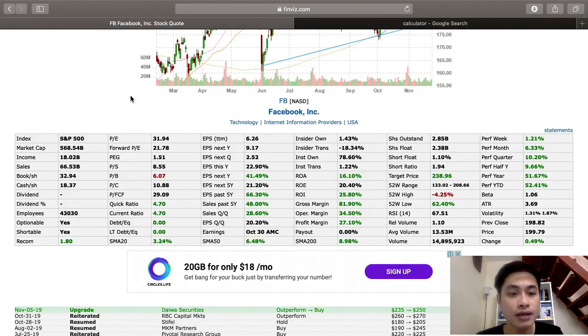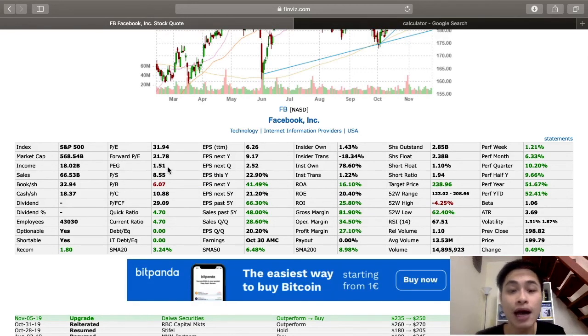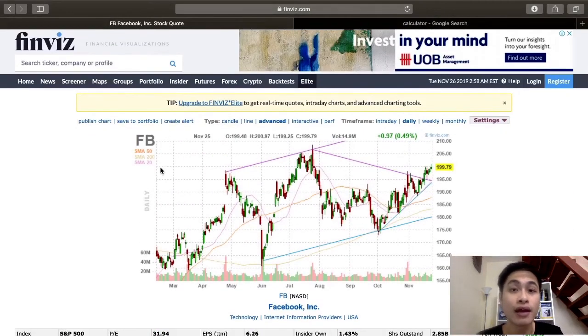So let's double check. See, we have the exact same figure as the figure provided by the website. So the PEG is 1.51. Again, how do we get the PEG ratio of Facebook? To get 1.51, we take the price earnings of Facebook, which is 31.94, divided by the earnings per share for the next 5 years, which is 21.2. So if you take 31.94 divided by 21.2, you will get 1.51. Okay, so let's take a look at another example.